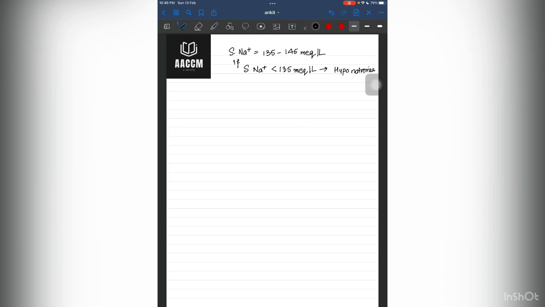Now, if we check that the serum sodium levels are less than 135 milliequivalent per liter, we have to check why this particular thing is happening in the human body. To know this, we should remember that any ion disturbance corresponding to sodium levels in the body is due to a change in the water balance of the body.